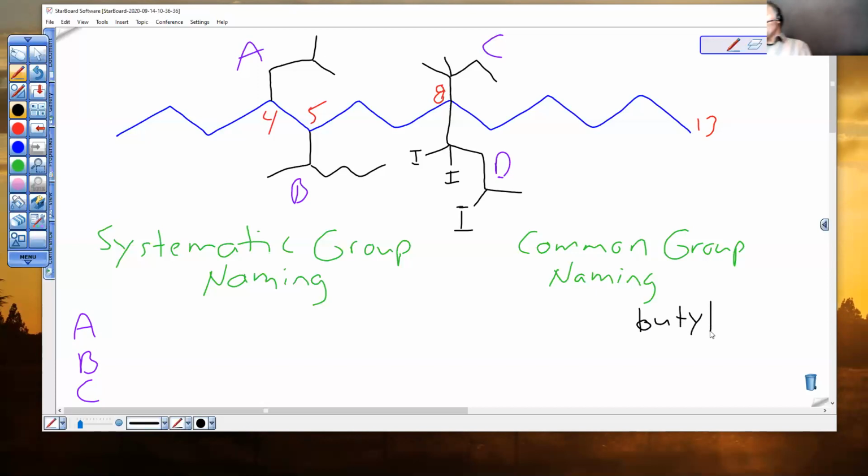In B, it's a 6-carbon group, I'm pretty sure. 1, 2, 3, 4, 5, 6. How do I know those are the atoms in the group? Well, 5's part of the chain. It can't be part of the group and the chain. Remember that. That's an important rule. No carbon gets counted twice. So the group starts way over here. 1, 2, 3, 4, 5, 6. B is a hexyl.